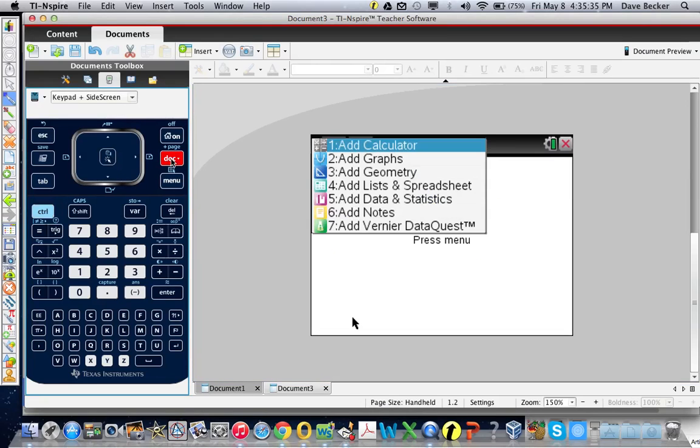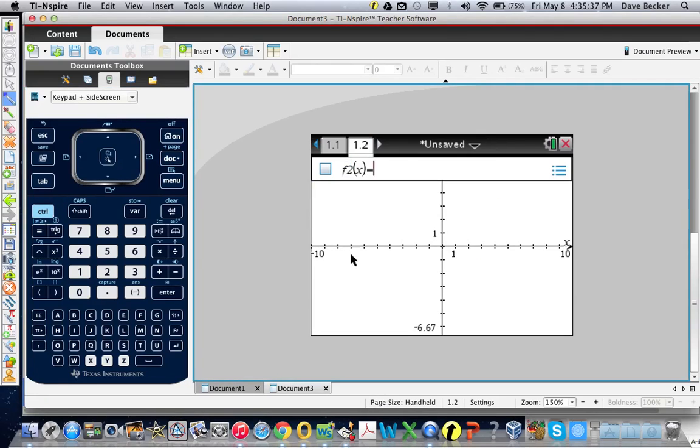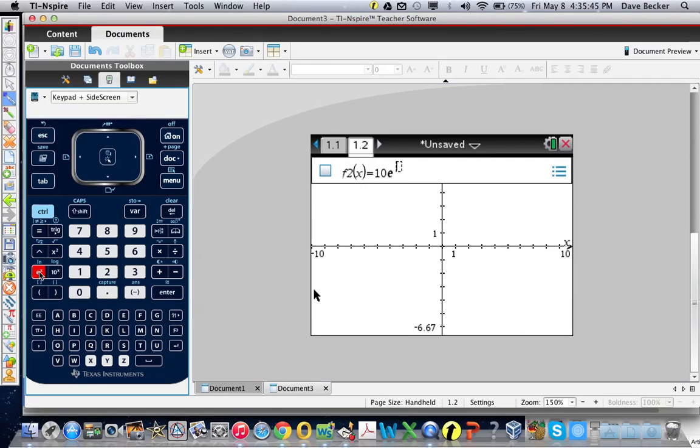Control plus page. We're going to add a graph. And so one of my functions was 10 e to the negative 2x plus 10, and I graph that and I don't see anything. Well, let's look at that function again. If x is 1, 10 over e squared plus 10, that's going to be way up.